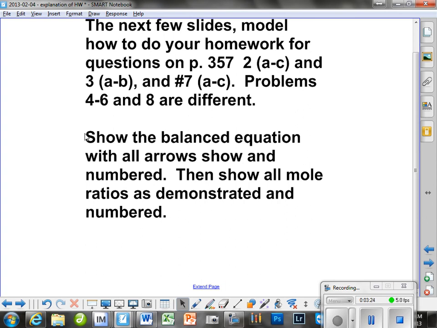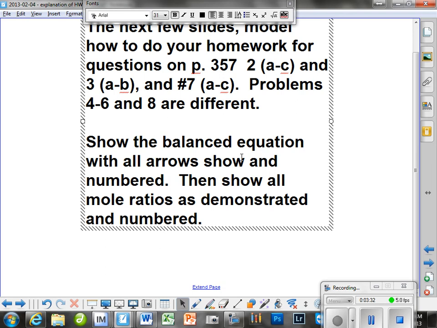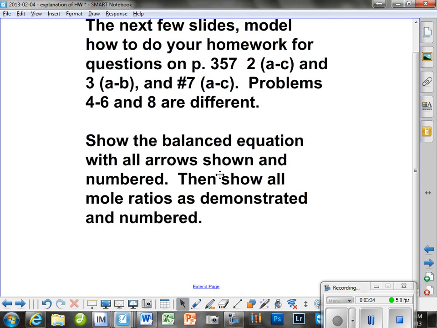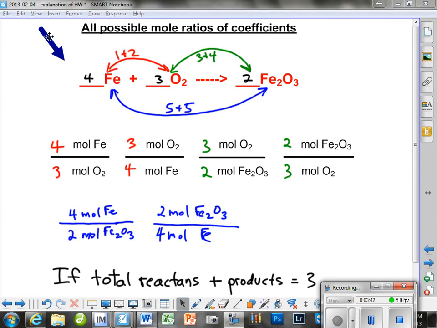Okay, we're showing the balanced equation here with all arrows shown and numbered. Then show all mole ratios as demonstrated and numbered. So what in the world did we do? Well, we started with a balanced equation. Here, here, and here are coefficients, and we're going to use those as mole ratios now.